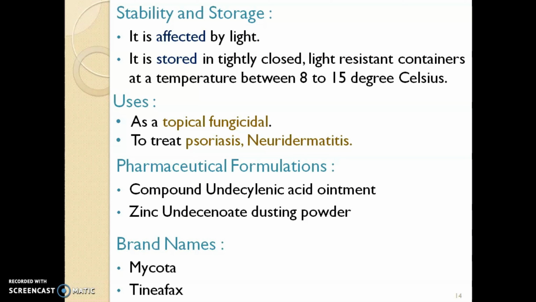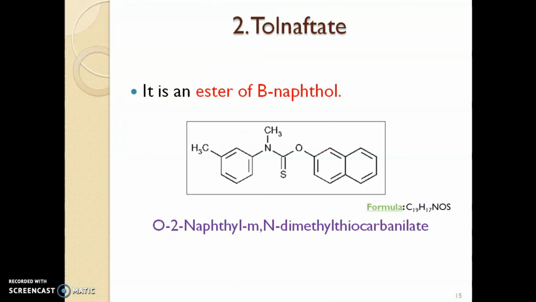Next point is the pharmaceutical formulations. Undecylenic acid is available in the market as compound undecylenic ointment, zinc undecylenate dusting powder, under the generic names Mycota and Tinafax brands. So this is our first drug, undecylenic acid. Now the second drug is tolnaftate.